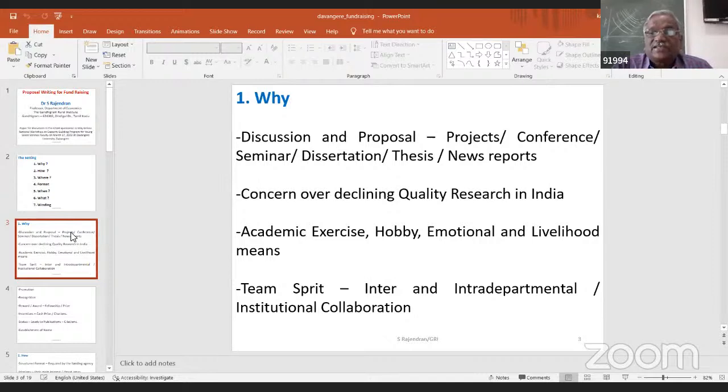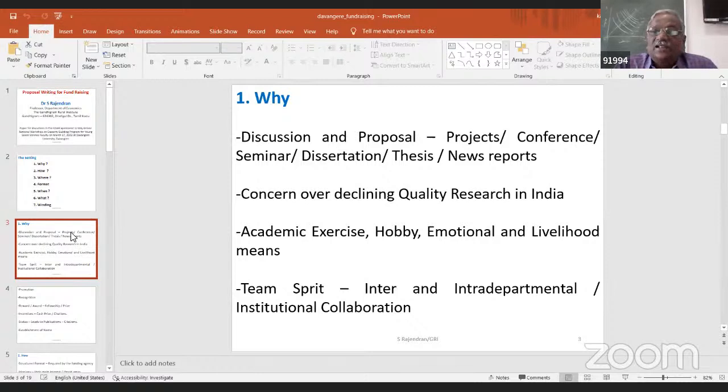So in a nutshell, the idea of taking up research comes from these sources: projects, the project reports already prepared, conference proceedings, seminar proceedings, workshop resource papers, research papers, dissertations, theses, and also news reports, both print as well as electronic media. From these sources, we get some clue to take up research.